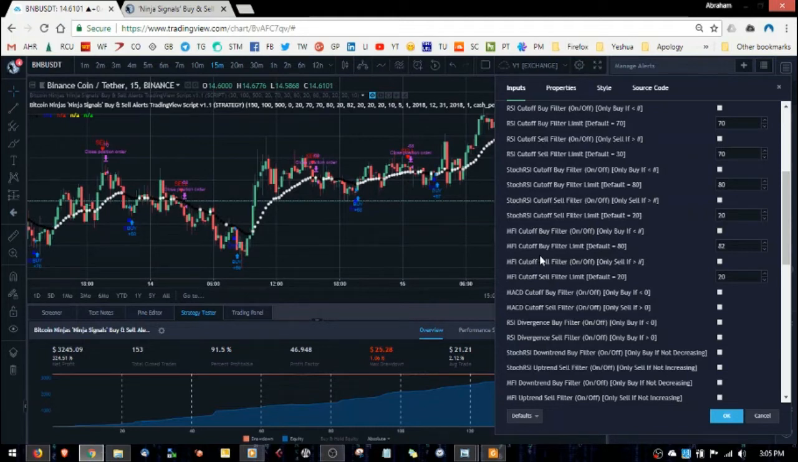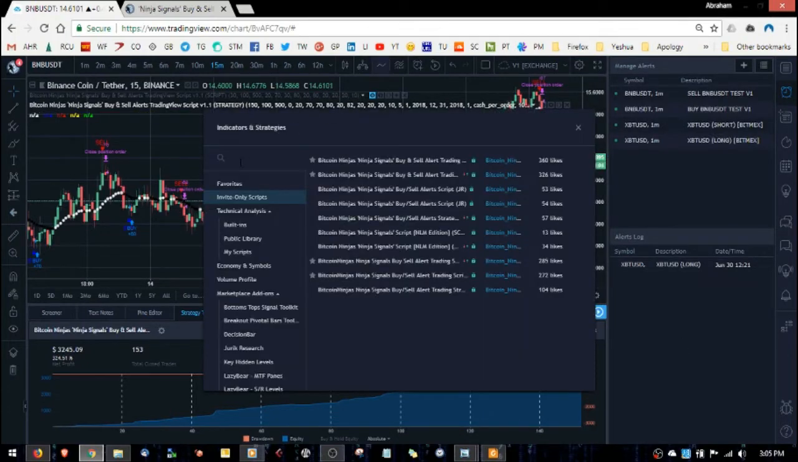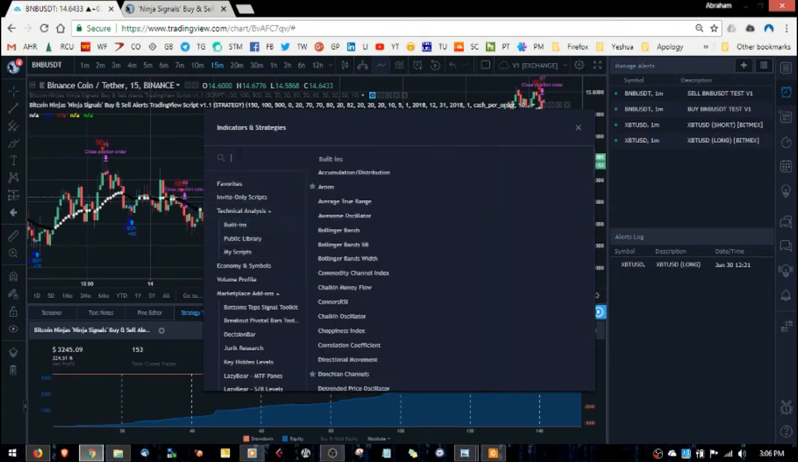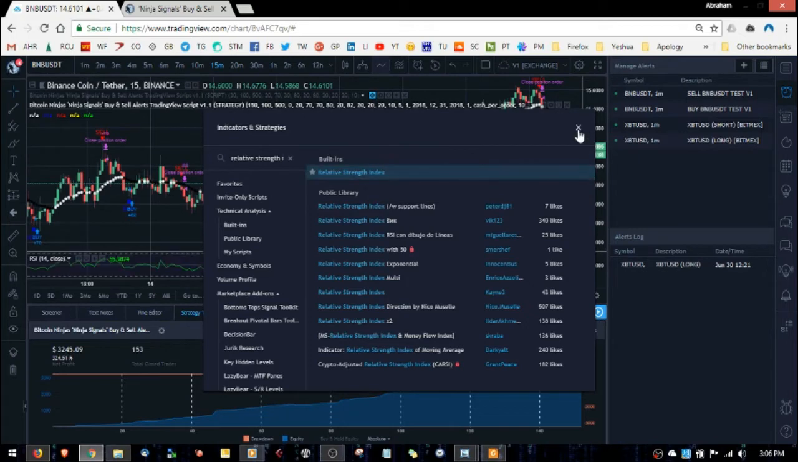One of the best ways to use this script, just so you guys know, is to add the indicator to your chart. Just pull it up in TradingView. I'll show you guys how to do that really quick. Go to the indicator section, search under built-ins, or just search in general. You can also search for the public library as well. But just search built-in for the indicator. So in this case, strength index. And we see right here we have RSI. We can then add that to our chart.